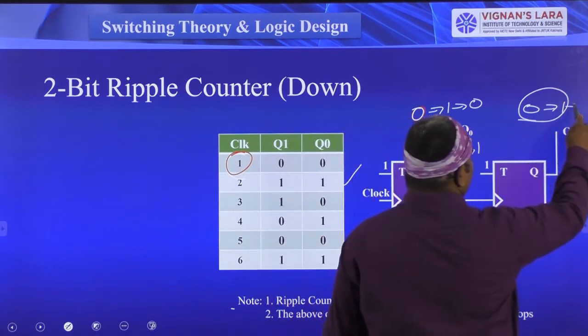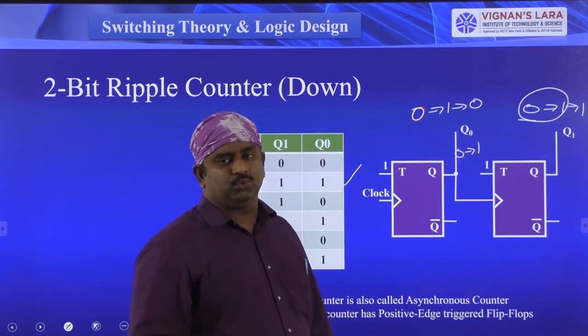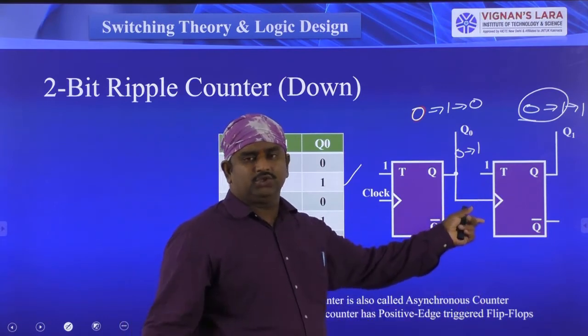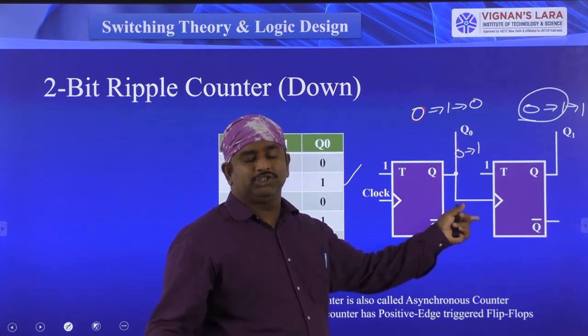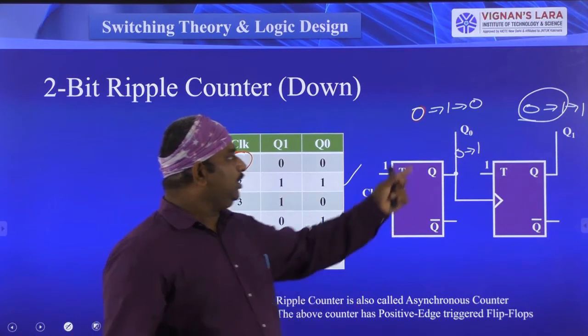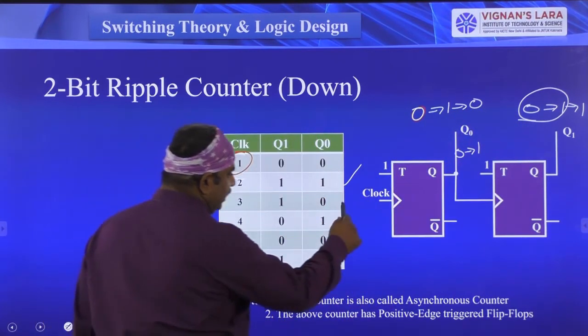Then this 1 is followed again as 1. The previous output is followed as 1. Why? Because there is no change in the clock input, so the previous output only continues here. So the present output is 0 and 1. That 0 1 I have written here.